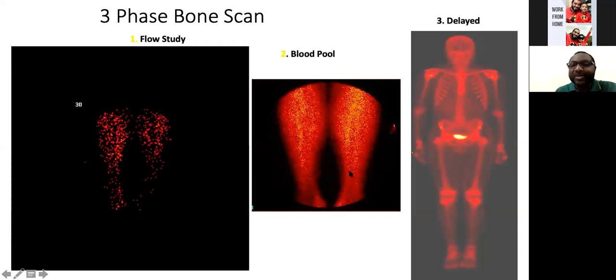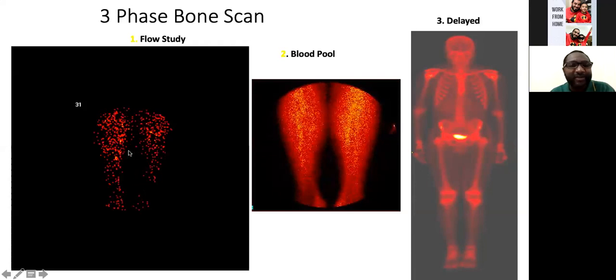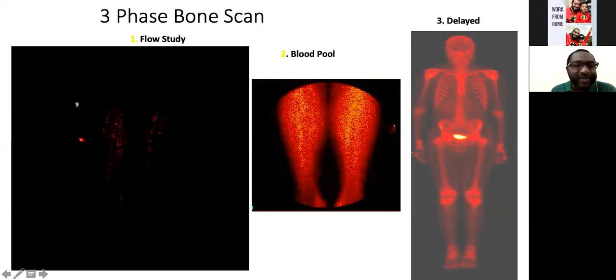And then subsequently, after 3 hours in the delayed images, all the radiopharmaceutical will leave the vascular compartment, it will leave the tissue compartment, and then localize in the bone itself. So the idea is you are looking at vascular, you are looking at tissue, and you are looking at skeleton.